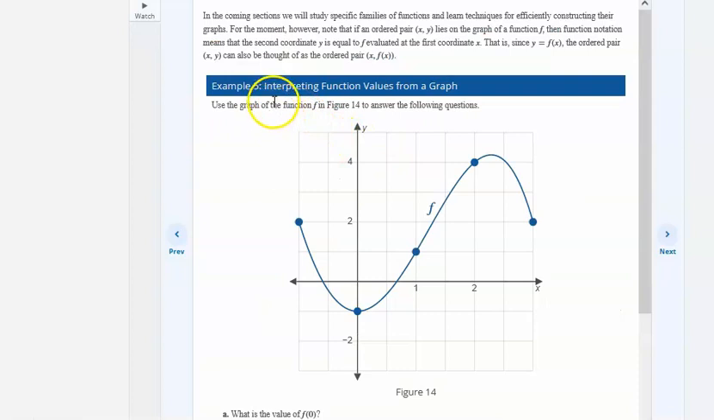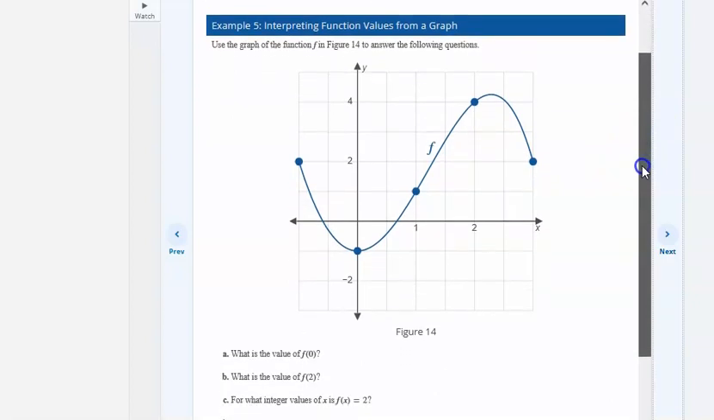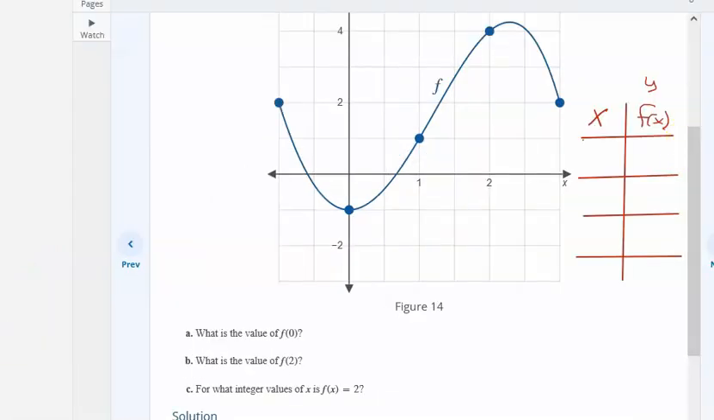In example 5 now, they're asking us to interpret these functions from this particular graph. So we'll raise it up a little bit and make it a little bit bigger so you can see each of these as we go along. And for examples like this, I would suggest you make a little t-chart that we have here. And then it makes it so much easier. So what is the value of f at 0? So here, x is going to be 0.